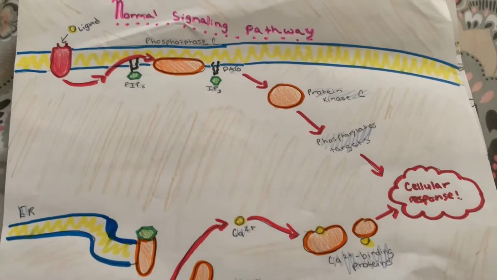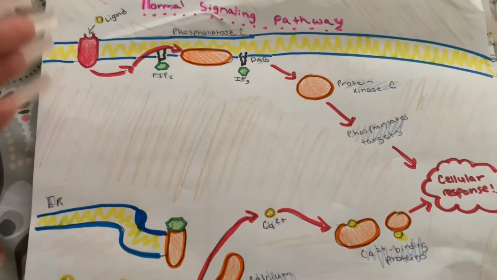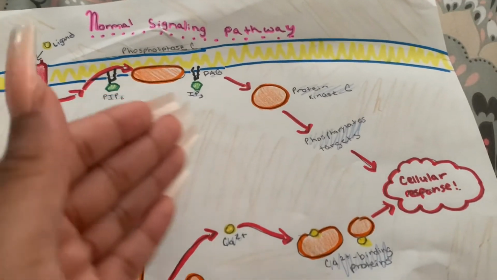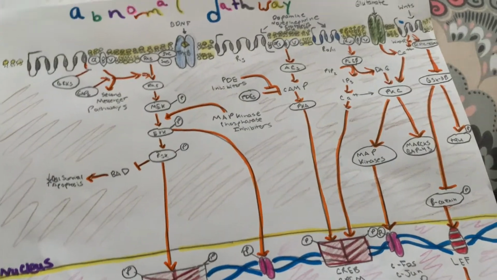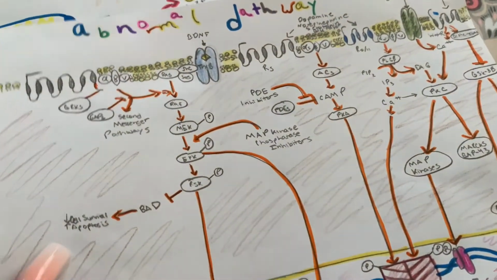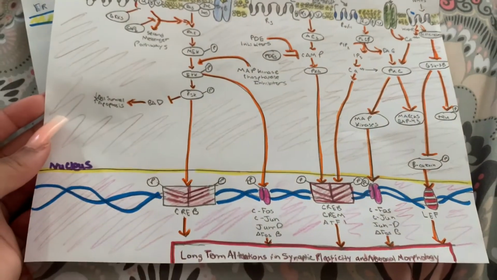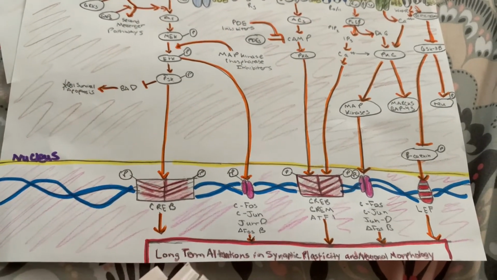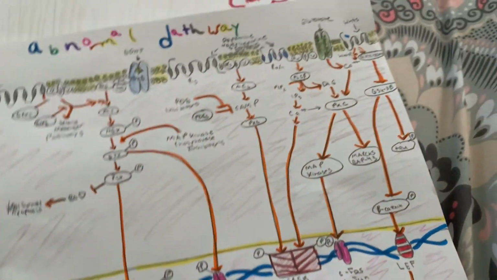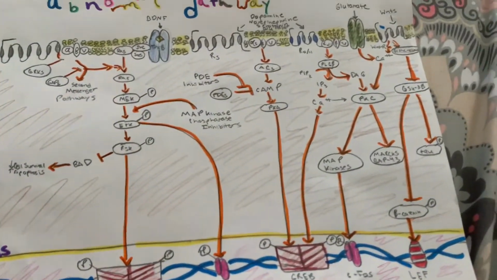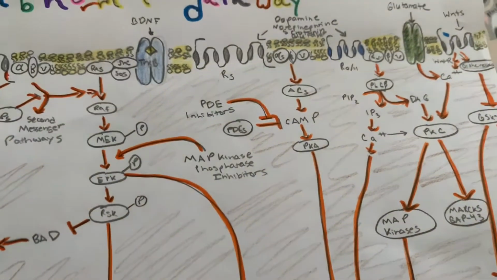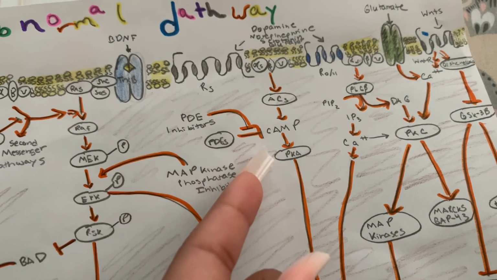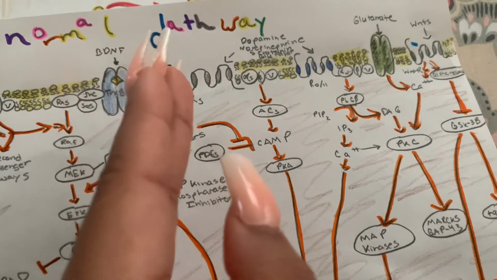As you can see here, this is what a normal pathway would be. The ligand binds to the receptor, and you get into your cellular response. But then, as you see, when it comes to an abnormal pathway, it gets more complicated with the dopamine effect and everything. And as you can see, it ends up in a long-term alteration of the synaptic plasticity, and it affects the nucleus. The terms that are well recognized, which I talked about in the presentation, would be the cAMP, which goes on to activate the PKA, but it goes on to more effects.